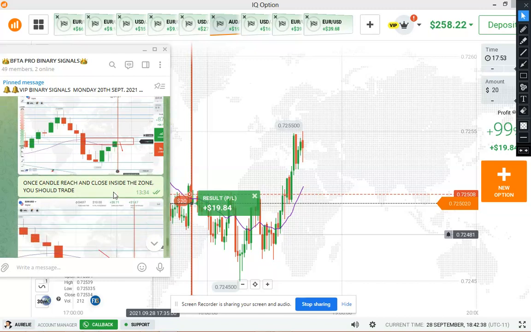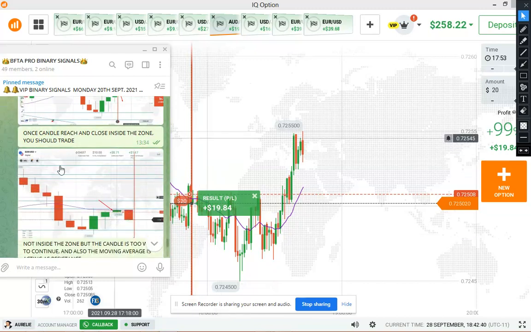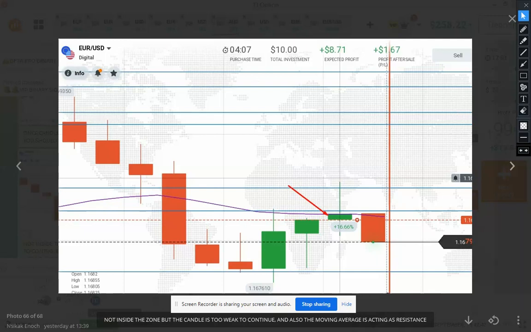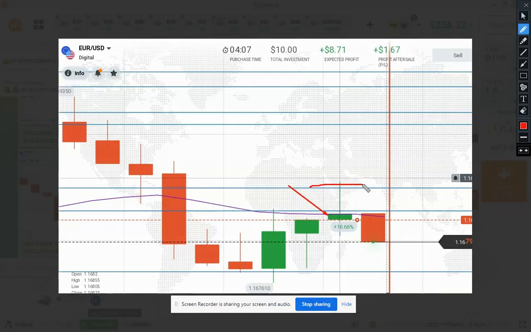That is Euro USD. Look at the trade here on Euro USD. The reason why I decided to go, this candle didn't close inside the zone. This was the zone, right? And this candle didn't close inside the zone.